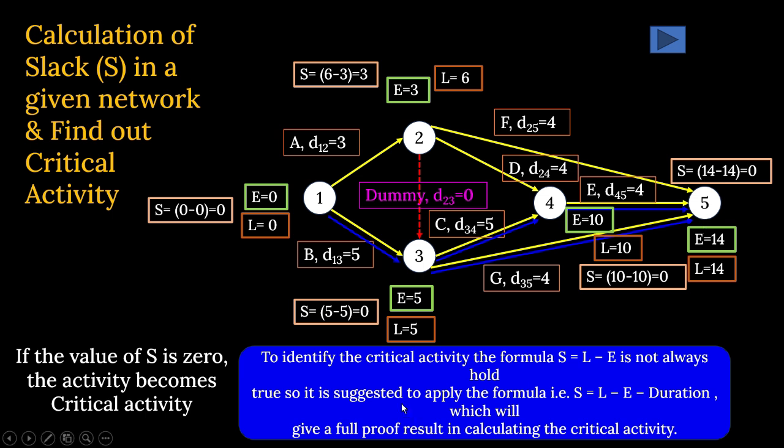To overcome that, it is suggested to apply the formula to calculate the slack: L minus E minus duration, which will give a foolproof result in calculating the critical activity. So instead of applying the formula S equal to L minus E, we'll apply the formula S equal to L minus E minus the duration of that activity. Then only it will be an absolutely foolproof formula to calculate the critical path. And we'll do that right now.